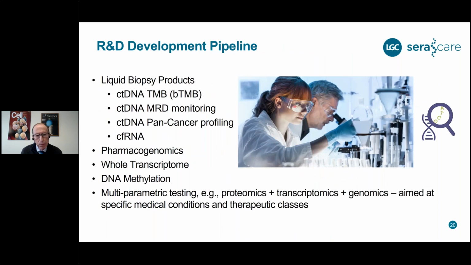So our pipeline, we've got a lot of products in our pipeline. I've already talked to blood TMB, MRD monitoring, pan-cancer profiling, and cell-free RNA as well, looking at the expression patterns. We're moving into pharmacogenomics, host transcriptome analysis, and for cancer screening, DNA methylation is a hot topic, so we've actually got some products underway there. We're also looking at multi-parametric testing.